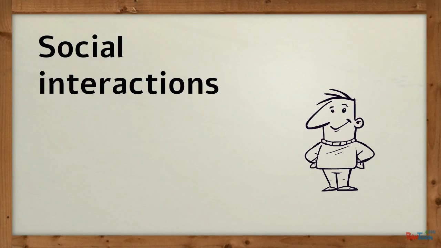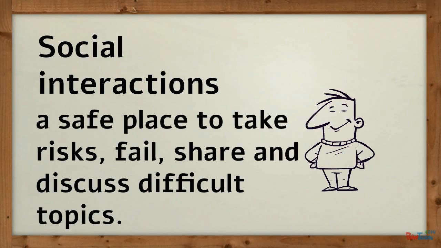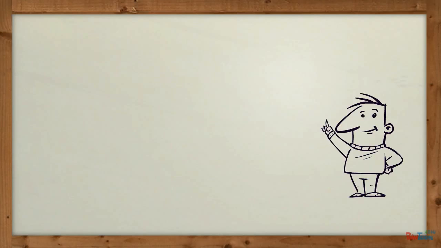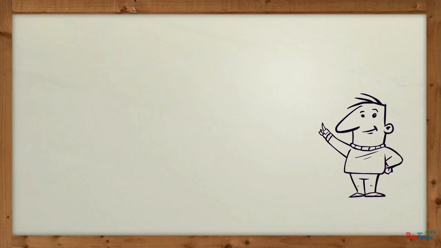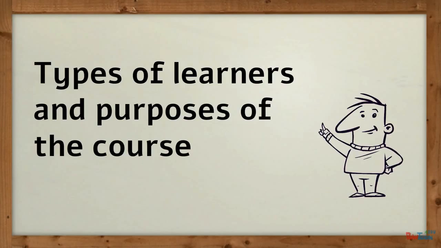It is important that learners feel that the learning environment is a safe place to take risks, fail, share, and discuss difficult topics. Adult learners find more informal learning environments, where they have influence over conditions and resources, more comfortable as well. Other factors that can help you determine what conditions should be in a learning environment will come from the types of learners you are designing for and the purposes of your course.